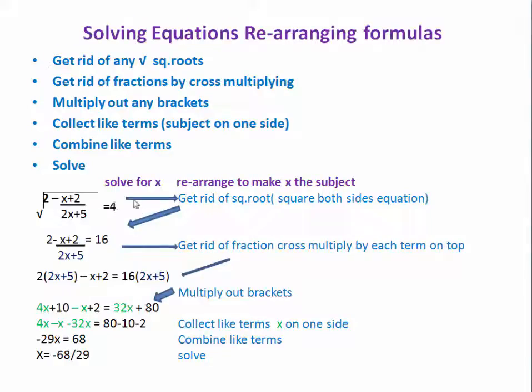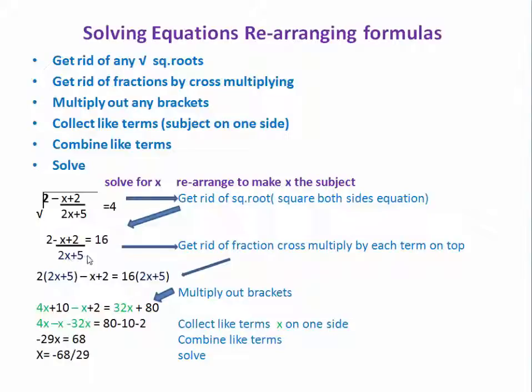First of all, if we're given this equation, we need to get rid of the square root. How do we get rid of the square root? We do that by squaring both sides of the equation. So when we square, we get rid of the square root on this left hand side, square the 4 and we get 16. Then we get rid of any fractions.